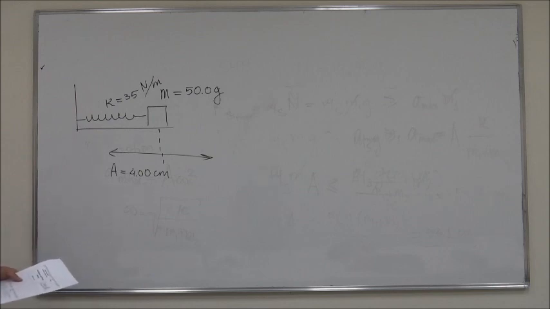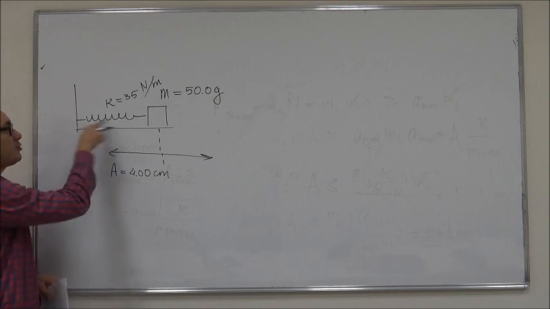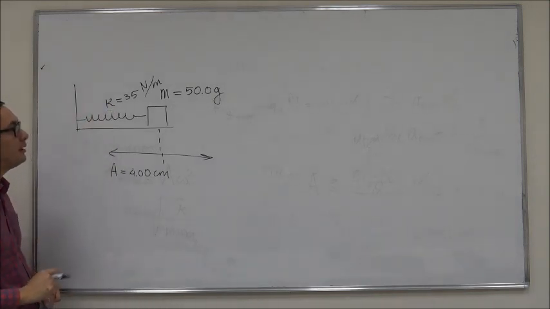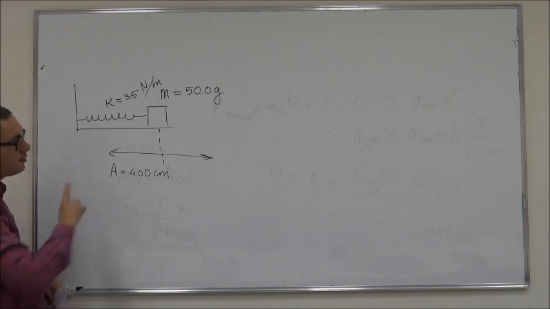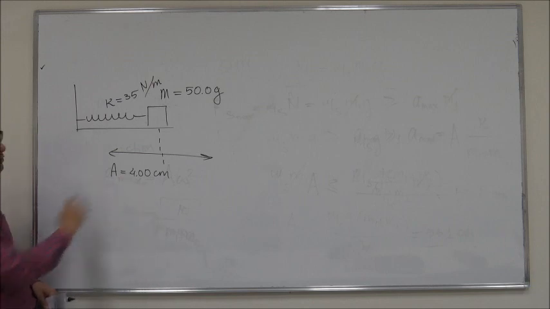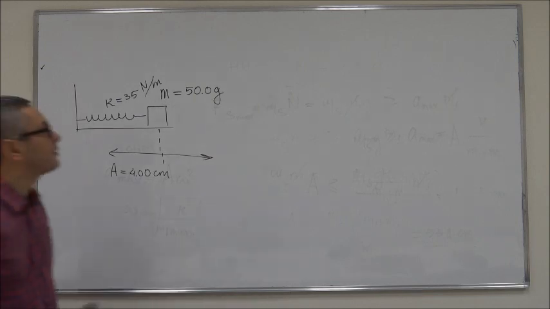In this question, we are given a block of mass m, 50 grams, connected to a spring of a given value of k on a frictionless surface. So this is a standard example of a simple harmonic oscillator, and it undergoes simple harmonic motion with an amplitude of 4 centimeters. So in part A, the question is, what is the total energy of the system?